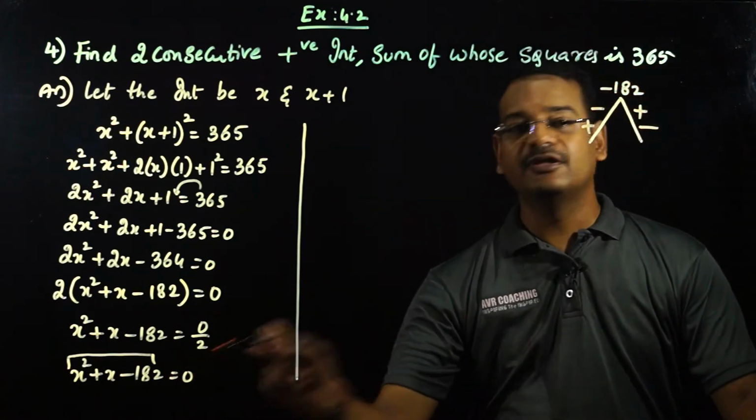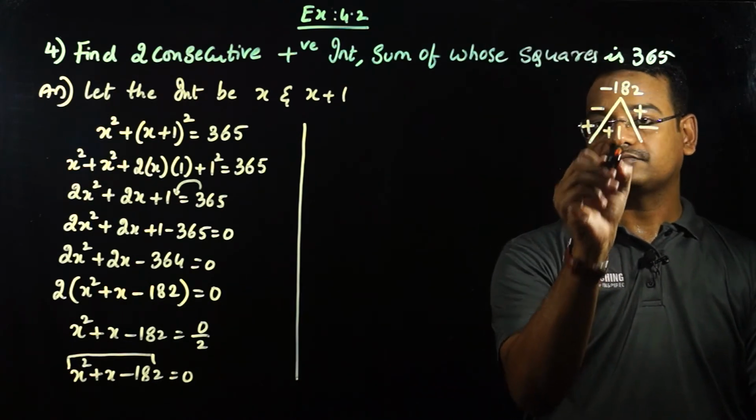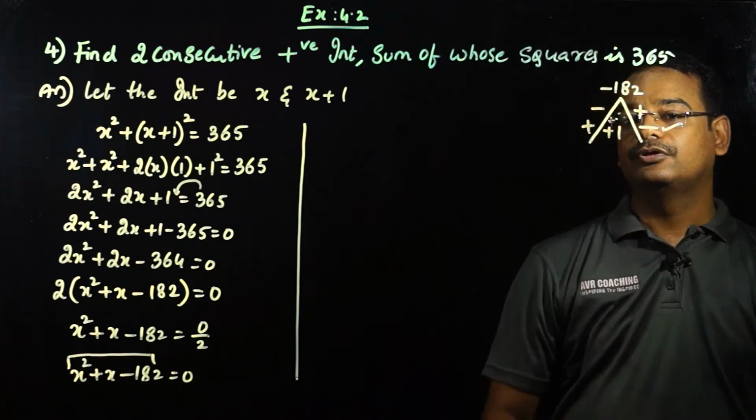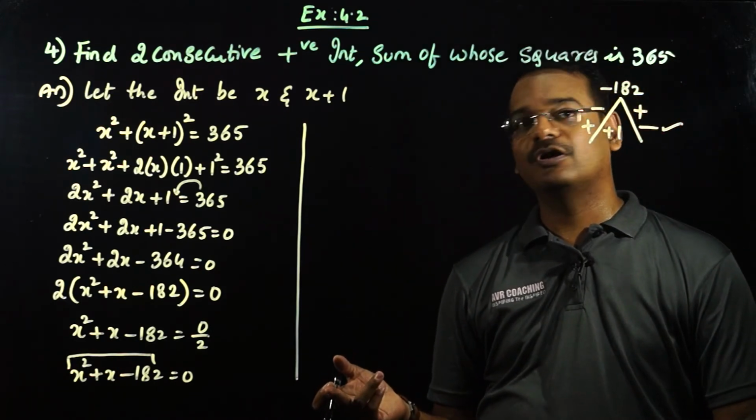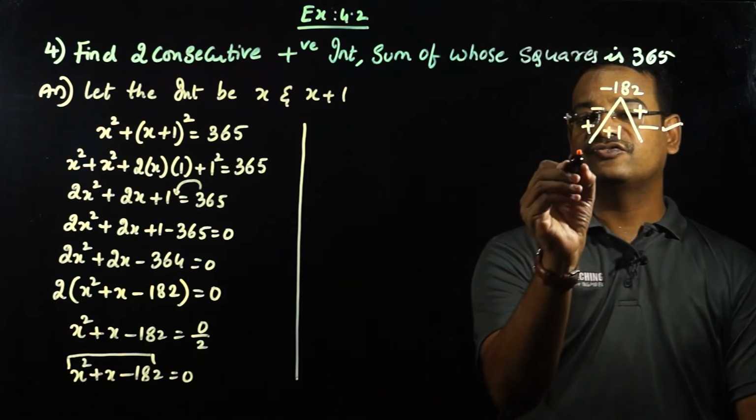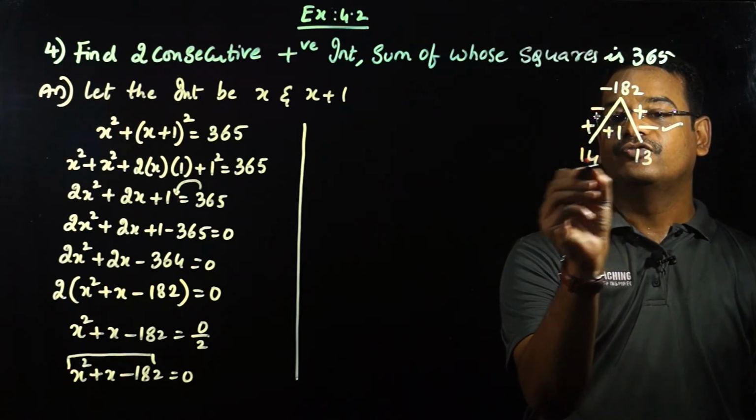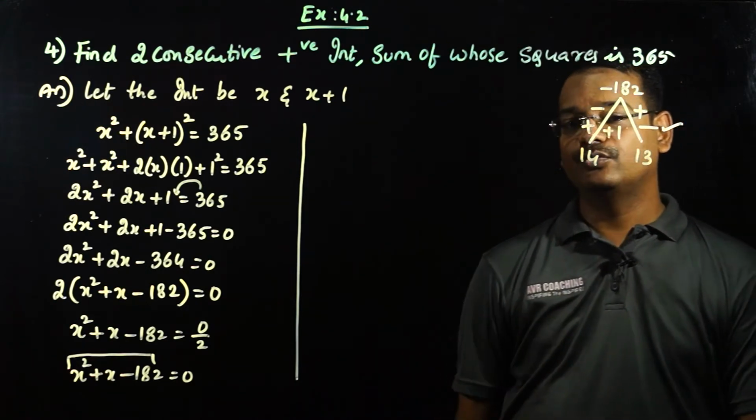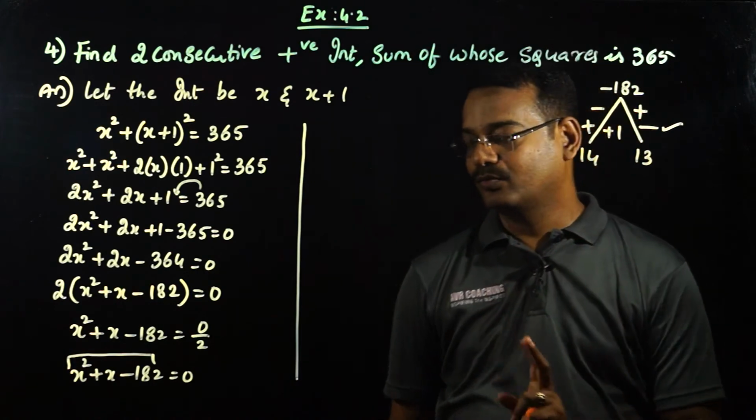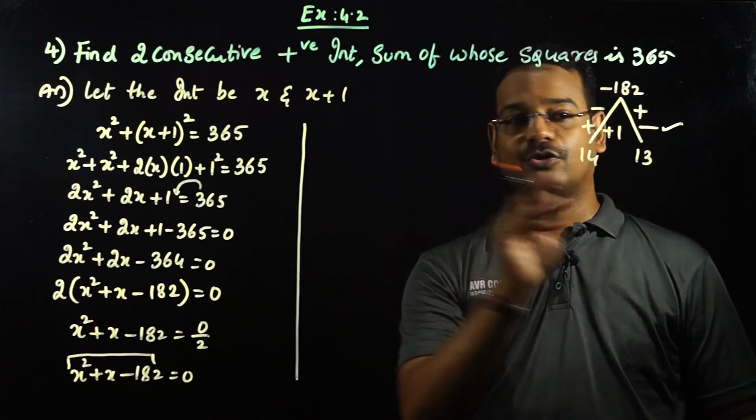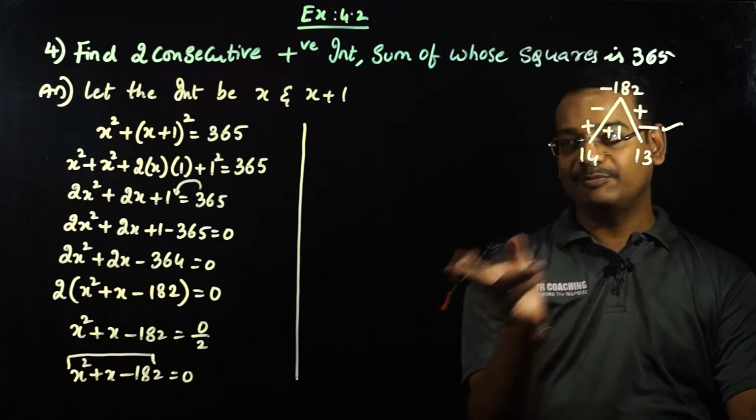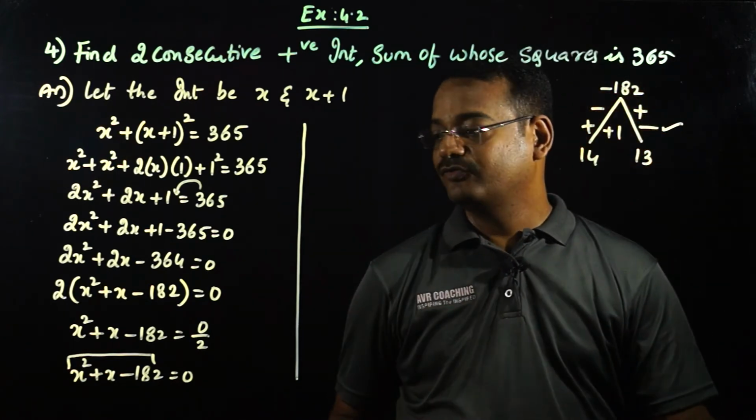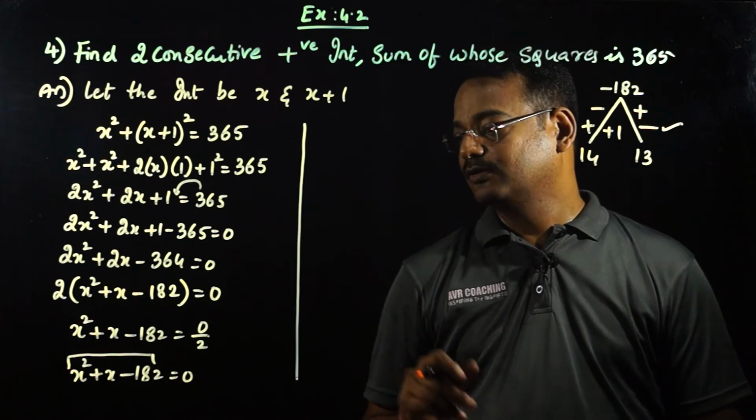Since the middle term is plus, we are going with plus into minus. 182: in the previous problem, we already got 182. The factors are 14 and 13. 14 into 13 is 182 and 14 minus 13 is 1. So we'll directly do it. I am not doing any prime factorization because I did this prime factorization in the previous problem. So if you have any doubts, you can look there.